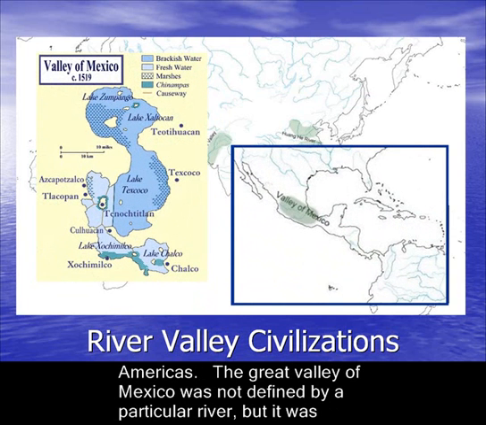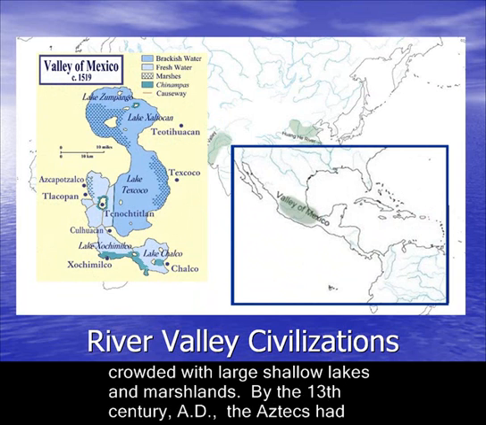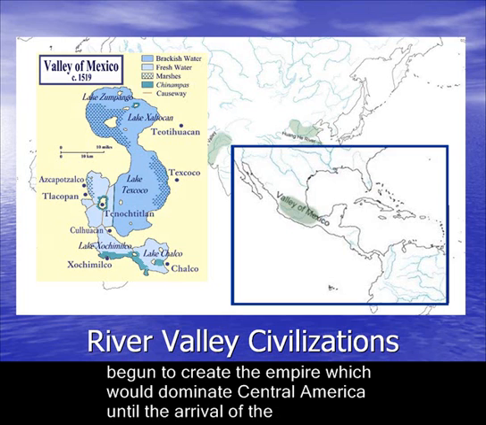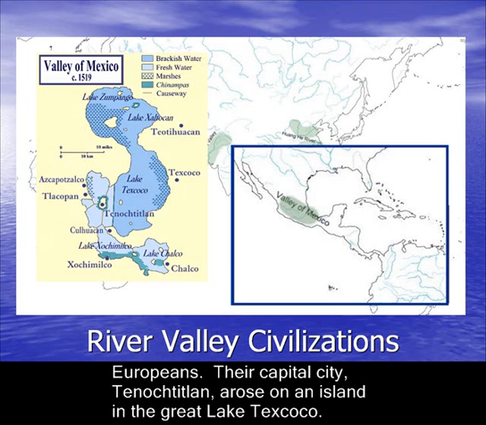We find our final example in the Americas. The Great Valley of Mexico was not defined by a particular river, but it was crowded with large shallow lakes and marshlands. By the 13th century A.D., the Aztecs had begun to create the empire which would dominate Central America until the arrival of the Europeans.